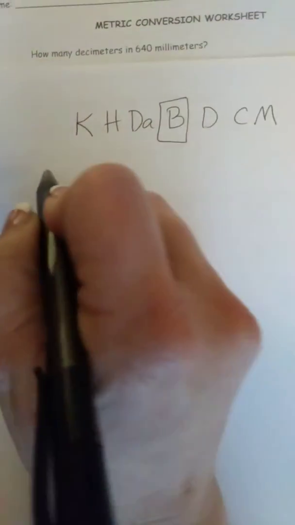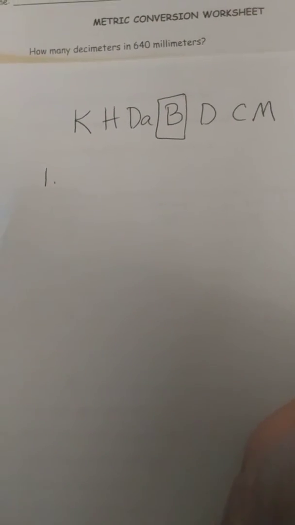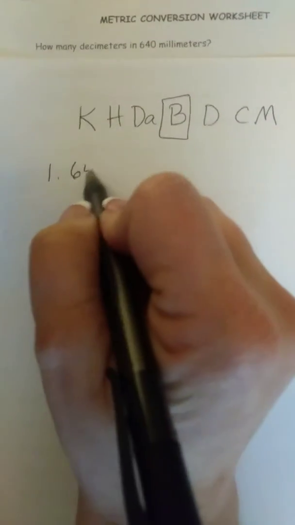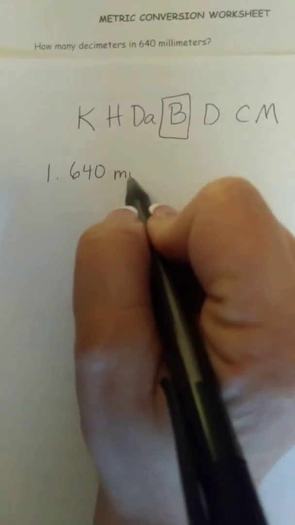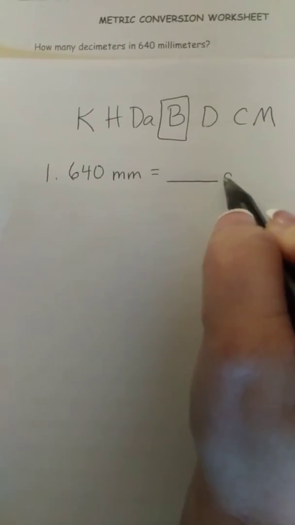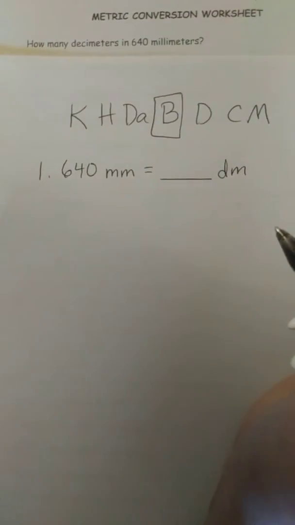Then you're going to take the word problem and you're going to write it out in numerical form. So you're going to start off with what they give you, which is 640 millimeters. And then you're going to put equals how many decimeters.